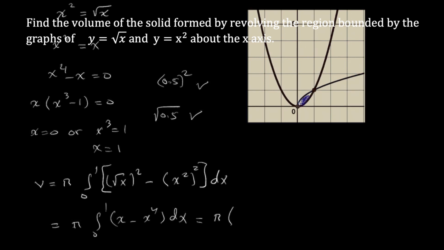And what's the integral for x? It's x squared over 2 minus, what's the integral of x to the power 4? It's x to the power 5 over 5. And all of that from 0 to 1. Now replace 1 for x the first time.